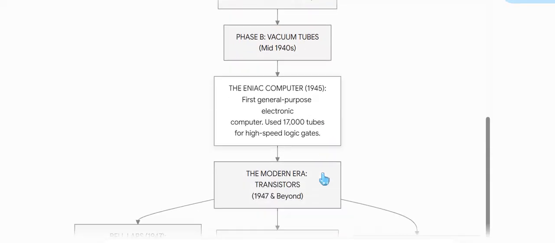After that, in 1945, the ENIAC computer, which everybody knows very well was the first general purpose electronic computer, used 17,000 tubes. All right, and high speed logic gates. Why? Because when ENIAC and UNIVAC were constructed in the beginning, they were specially for calculation purposes. So they required logic gates.